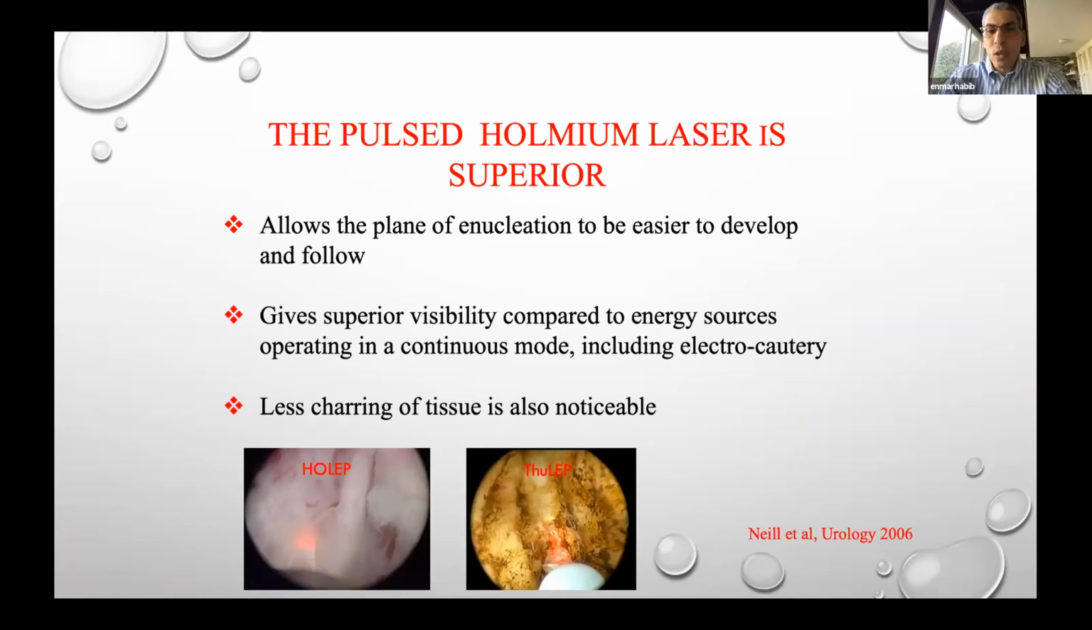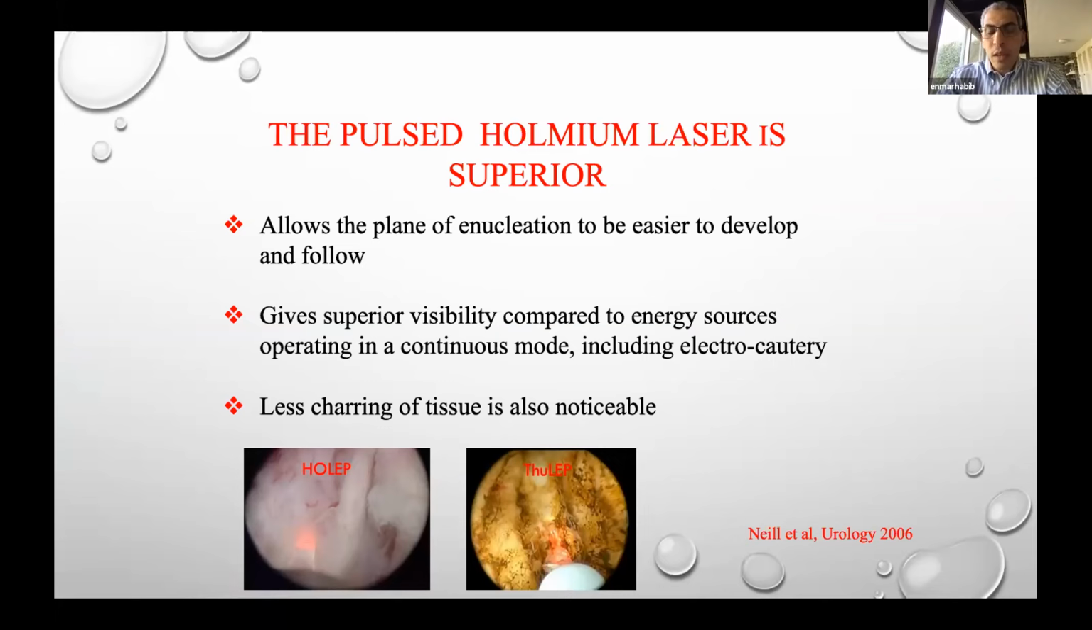The pulsed holmium laser is superior to the other types of laser because it allows the plane of enucleation to be easily developed and followed. We have superior visibility compared to other energy sources, including electrocautery, because now we can do bipolar enucleation of the prostate. But the difference between the holmium and the other continuous emission energy sources is that the planes are easier to follow and develop with the holmium laser.